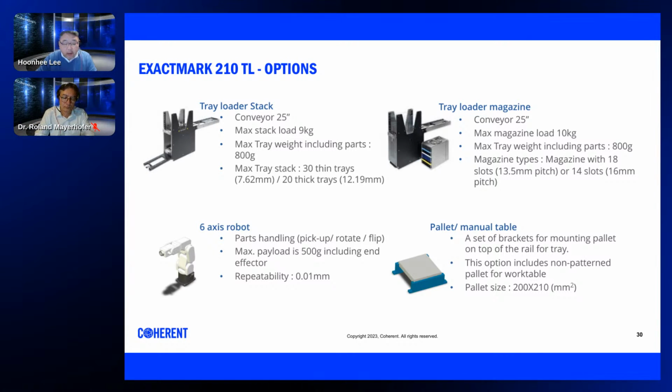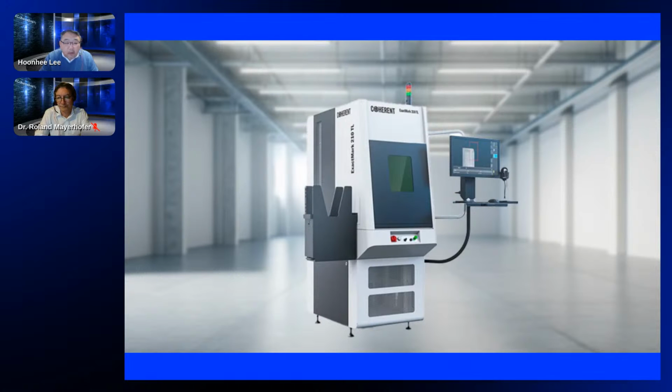Last option would be pallet and a manual table. This is recommended for robot application. However, if you need to process a single or low volume, you may utilize the table. Pattern bolt holes help you mount fixtures if you need it. Let's look at the movie clip of ExactMark 210TL with the robot for top and bottom marking.